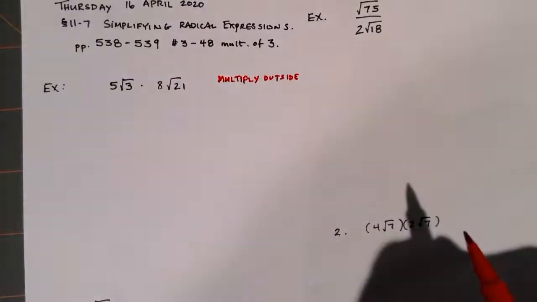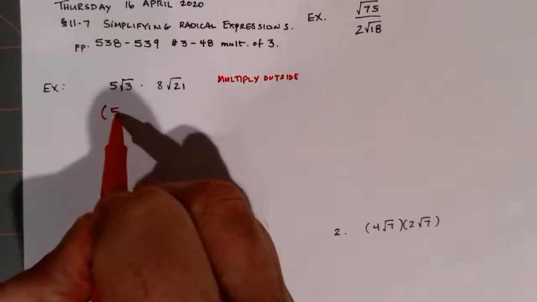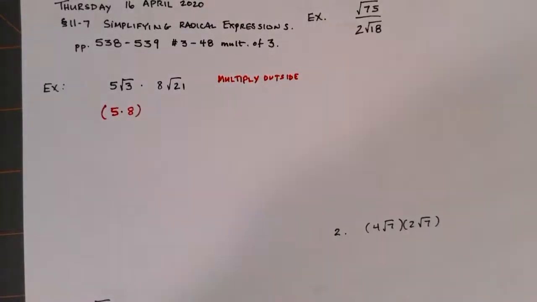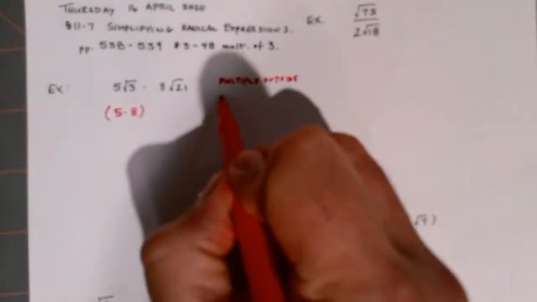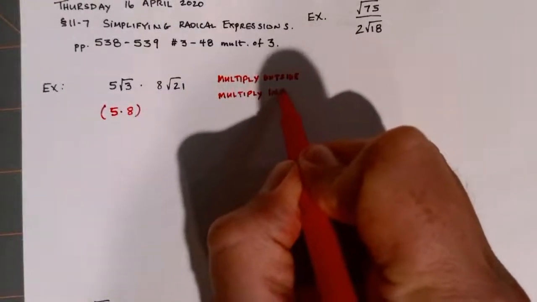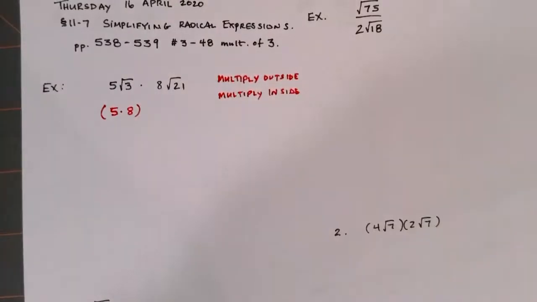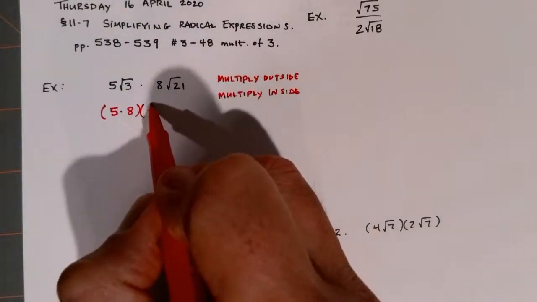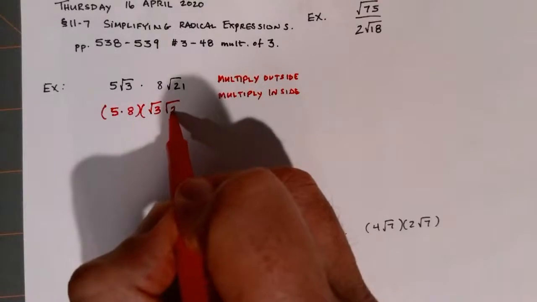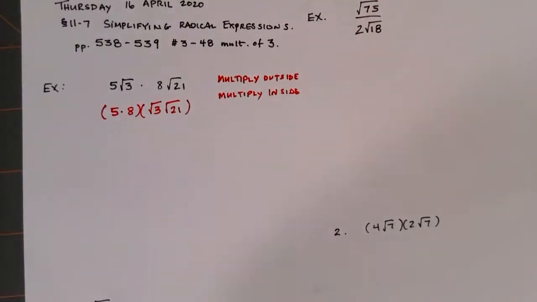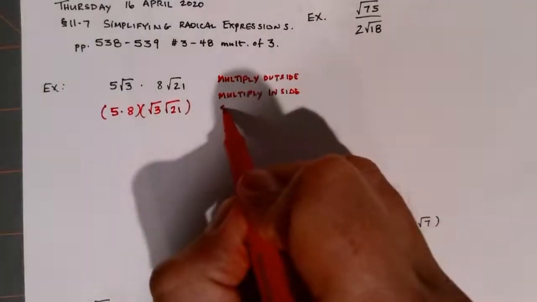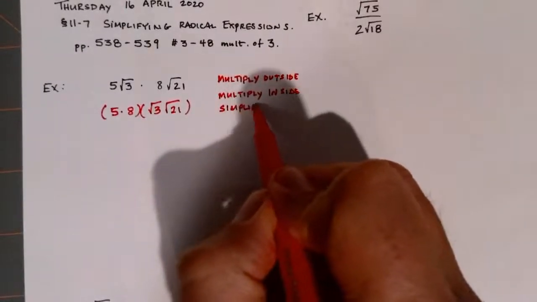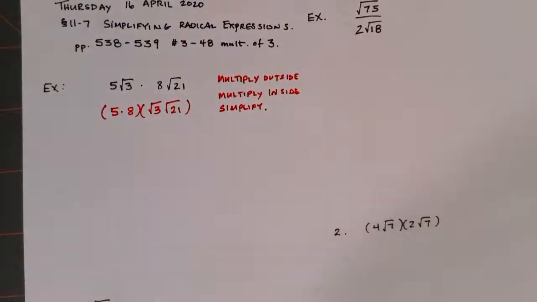So on the first thing I would do 5 times 8, right? Then I probably would multiply the things inside the house, right? So here I would do root 3 times root 21, right? And then we're just going to go ahead and simplify. So that's what we're doing in this lesson. I don't think it's the hardest thing in the world, but I do think you need to see a bunch of these so you know what they look like.